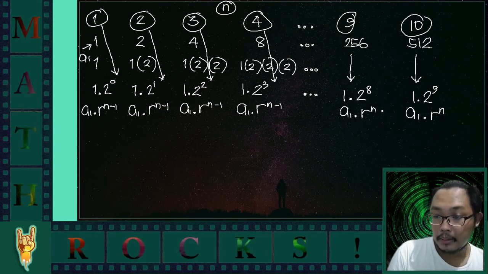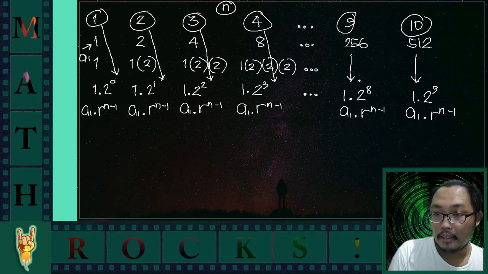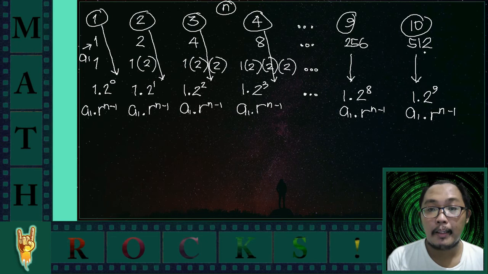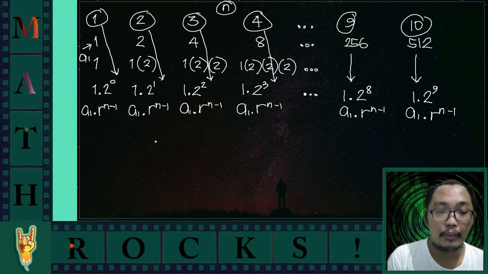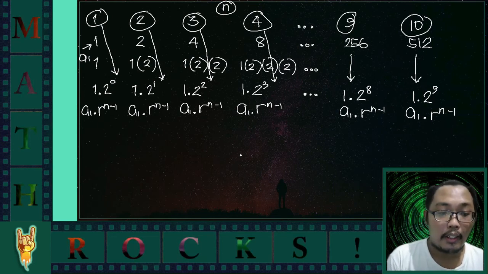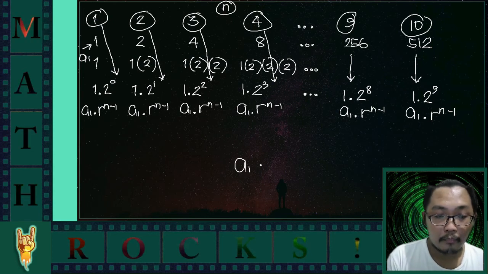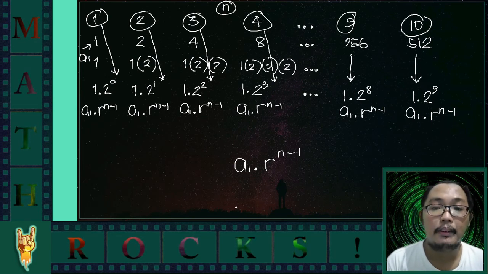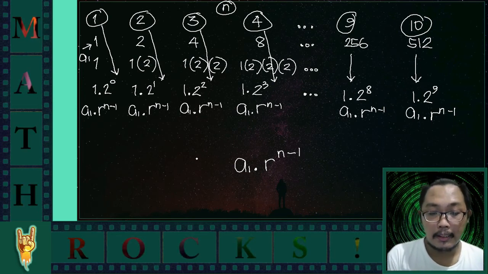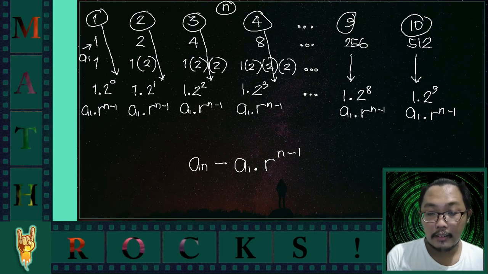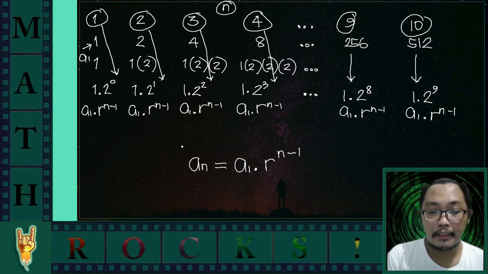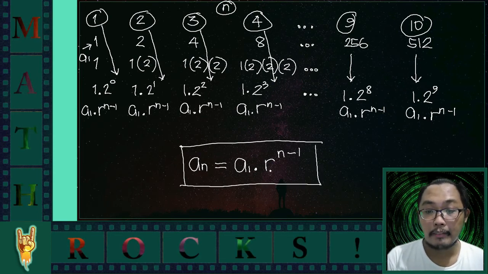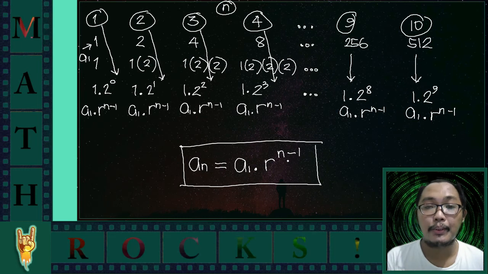And you may notice that all of these 1, 2, 4, 8, 256, and 512 are merely reduced to the same expression: a sub 1 times r being raised to n minus 1. So that means that the nth formula for the geometric sequence is given by the expression a sub 1 times r being raised to n minus 1.